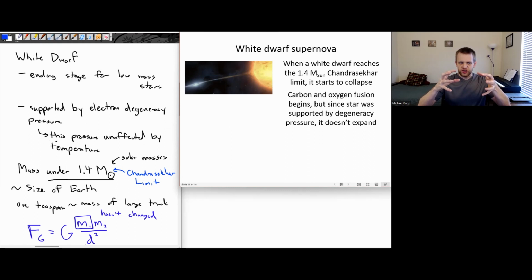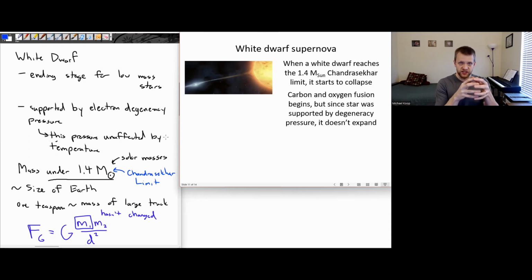Well, that star is going to start to collapse and produce higher temperatures and higher densities, finally reaching the point where carbon and oxygen and some of those heavier elements can start to fuse. So the star begins to collapse, generates higher temperatures and densities, and starts some new fusion reactions.